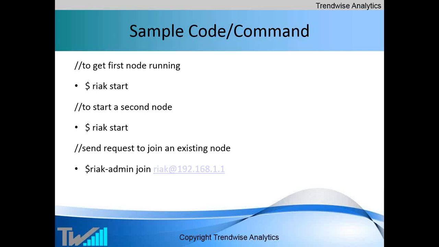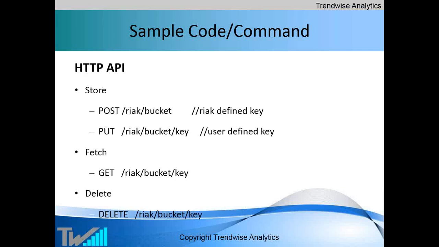And then if you want to combine these two into a cluster, you just have to run the command riak-admin join and riak at the rate of that IP address. And you do this for each of the nodes, and that's how a cluster is set up. So it's very easy and simple to use in that sense.